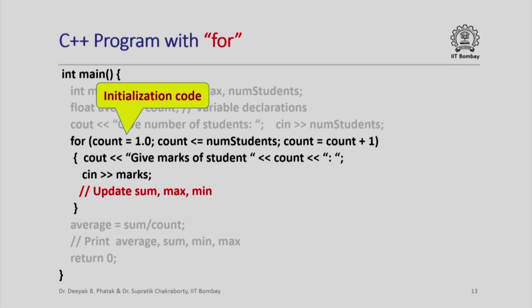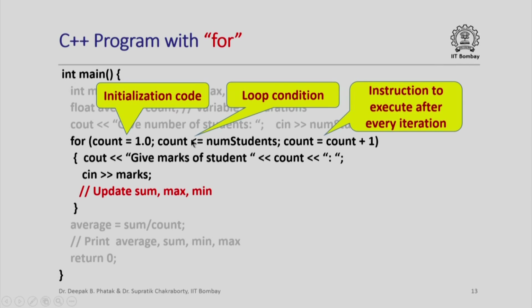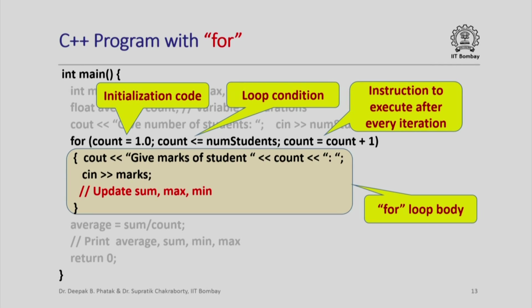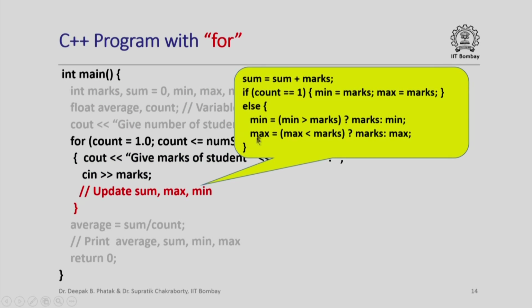Now if you look at this for loop, you will see that this is the initialization code, this is the loop condition and this is the instruction to execute after every iteration, and this is the for loop body. Now how do we update sum, max and min? We have already seen this in an earlier lecture, but let me just flash it again to refresh your memory.